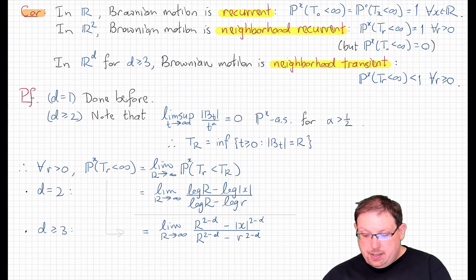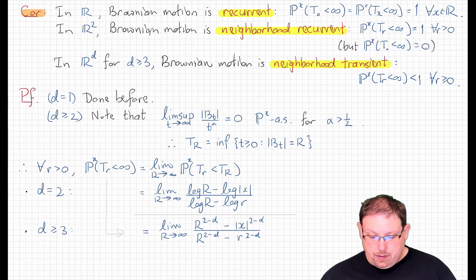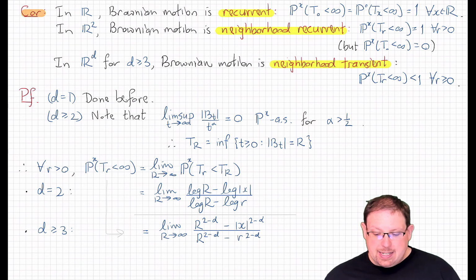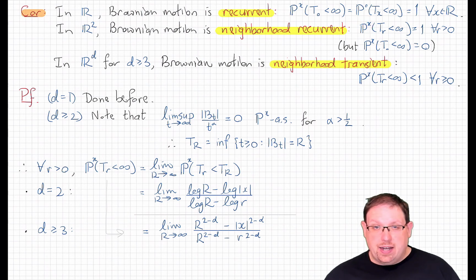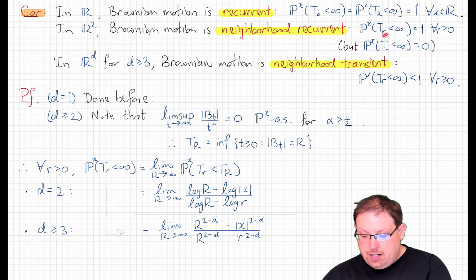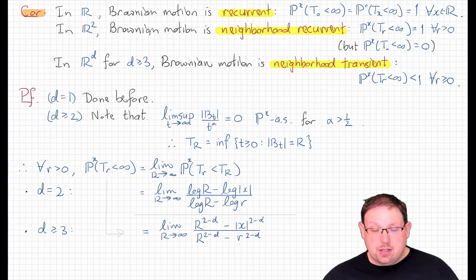That is, the probability of hitting any fixed point other than your starting point is always 0 in dimension 2. But Brownian motion is neighborhood recurrent, which is the statement that starting at any point x, the probability that you eventually hit the sphere of radius r centered at 0 is 1 for any r greater than 0, regardless of where x is. x could start inside that little ball. It could also start way far away, and we will eventually get to the surface of that ball.